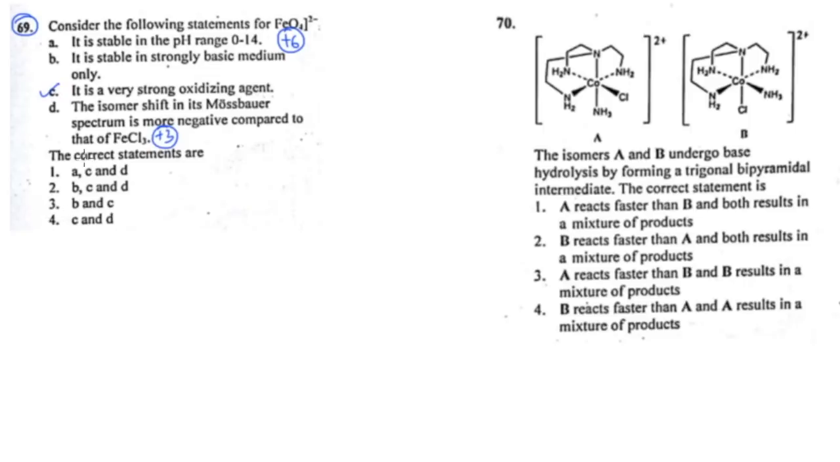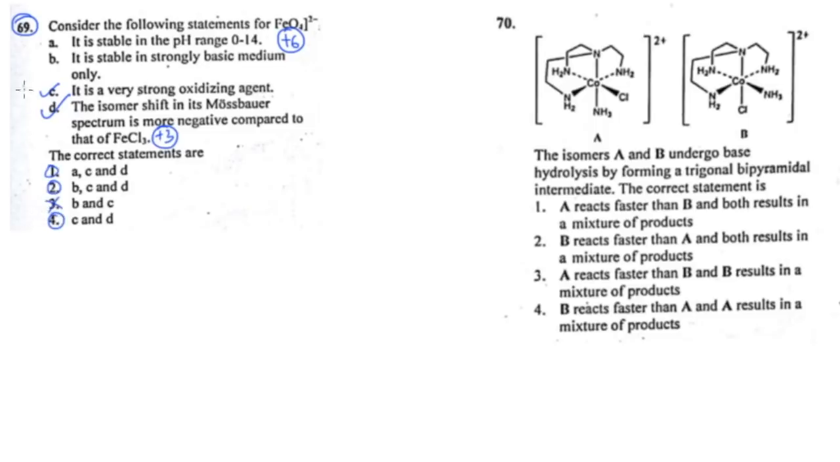Now talking about the Mössbauer spectrum. Okay, so the isomeric shift, since you know that in +6 oxidation state it's a d0 complex, and in Fe +3 it's a d5 complex. Now you should know that the isomeric shift in the Mössbauer spectrum will be more negative, right? Because you have a lesser number of electrons in it, so it will be more negative compared to that of FeCl3. So D is also correct. So C and D both are correct. Now either your option 4, 2 or 1, any of these can be correct. Okay, C we can just neglect now.